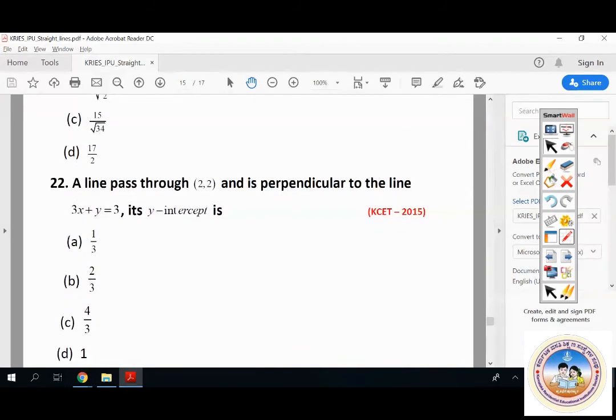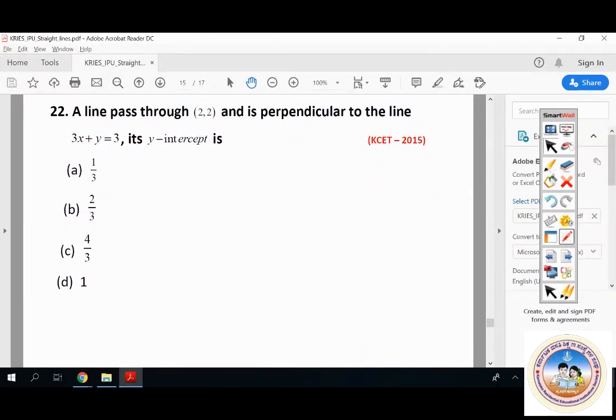Question 22: a line passes through 2, 2 and is perpendicular to another given line. What is its y intercept? This is already repeated, I have already solved this question. So 4/3 is the answer for this. We can check the previous question that we have solved. It is going to be 4 by 3.